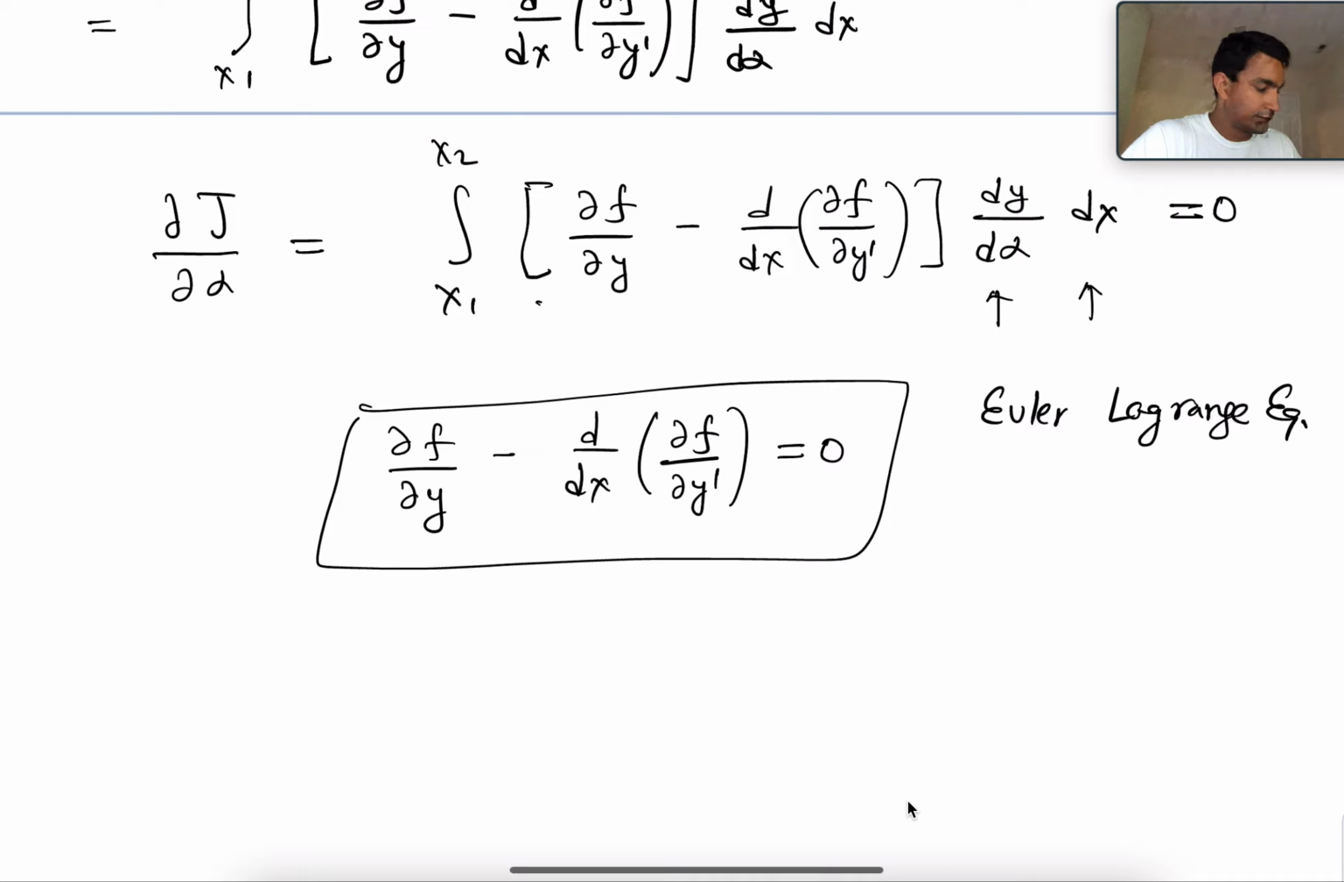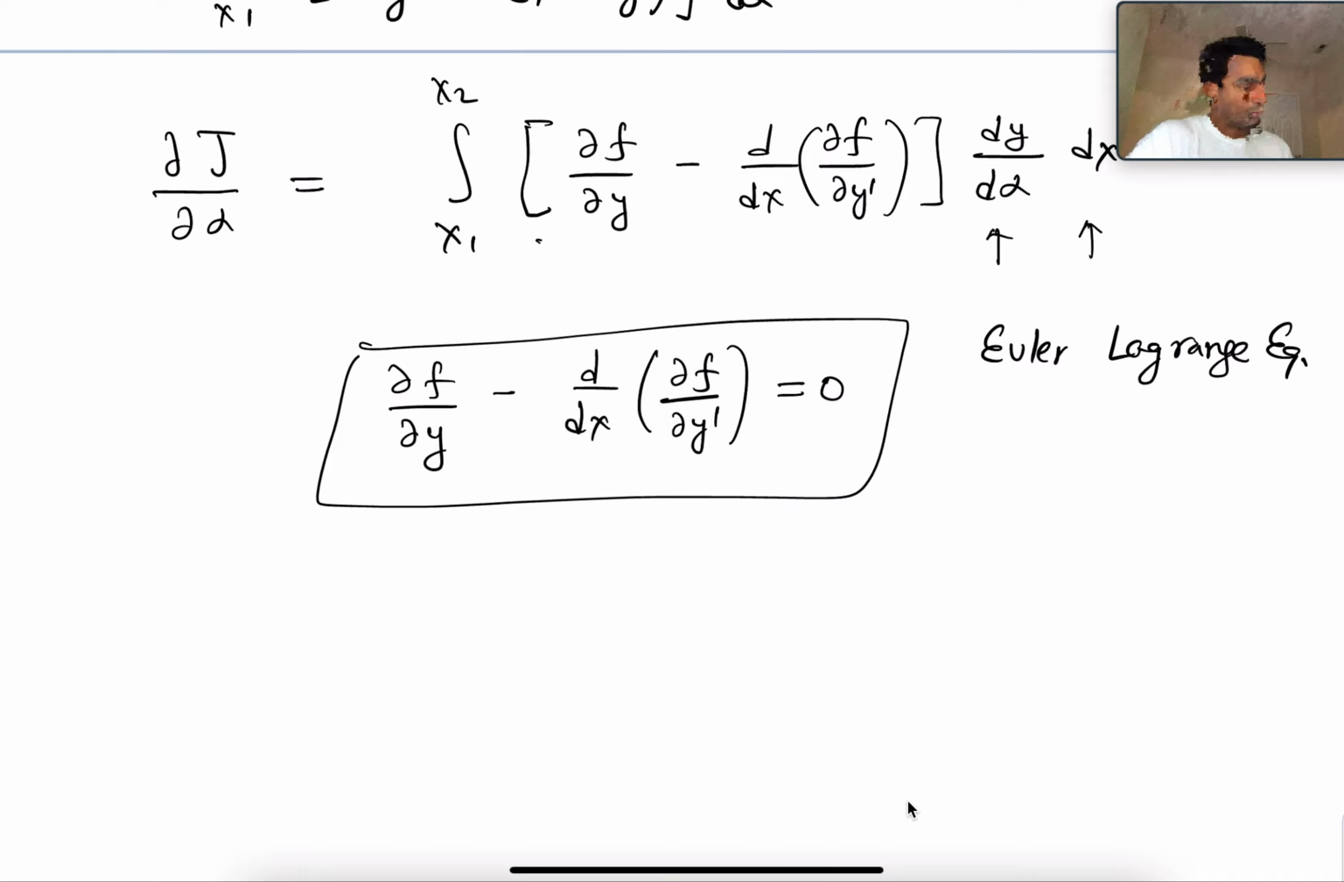Okay, what this equation does is it gives us a differential equation for y. And once we have that differential equation, we can solve it to find the function y of x. Okay, we will see how to use this formulation in our examples, which you can watch in the next video. Thank you.